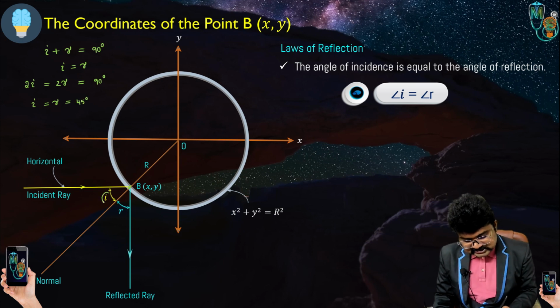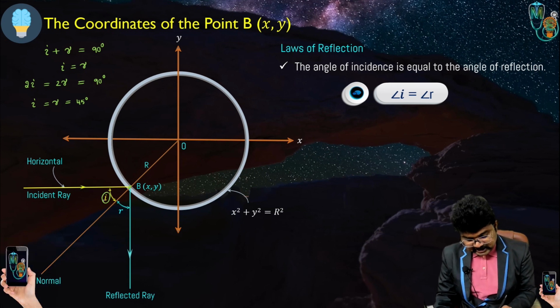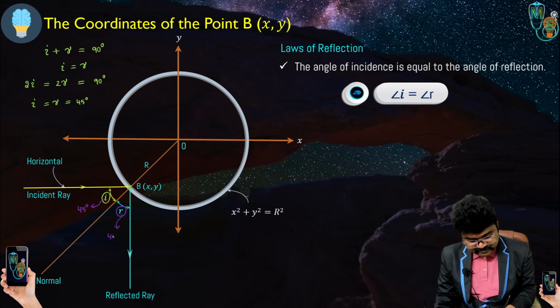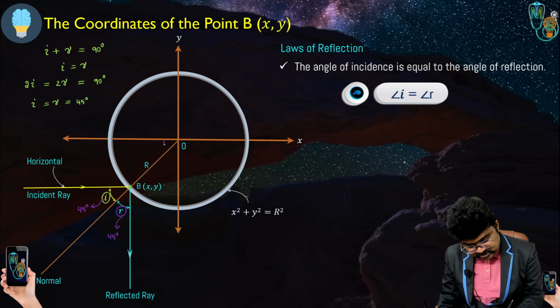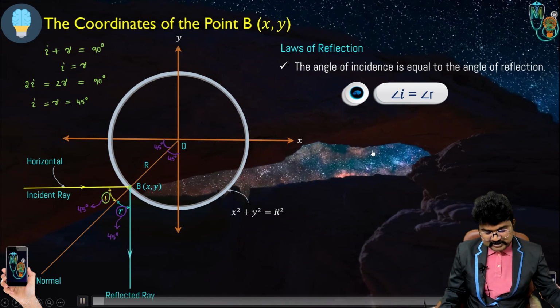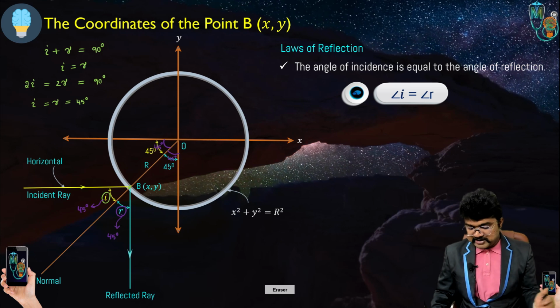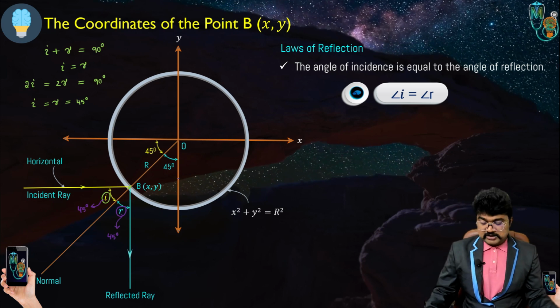I can say that this is the angle of incidence. Angle of incidence is nothing but, how much is this? 45 degrees. Angle of reflection, how much is this? 45 degrees. That means this would be 45, this would be 45, this is also 45 degrees, this is also 45 degrees. Understood now? Now we need to calculate the coordinates of the point B.